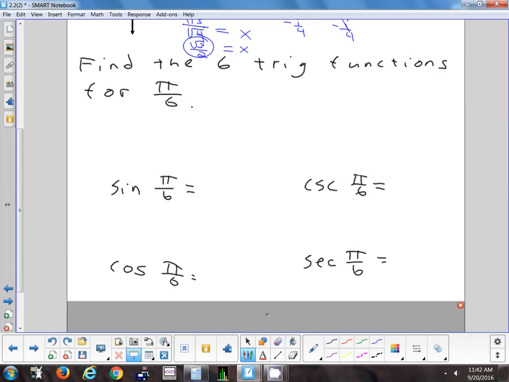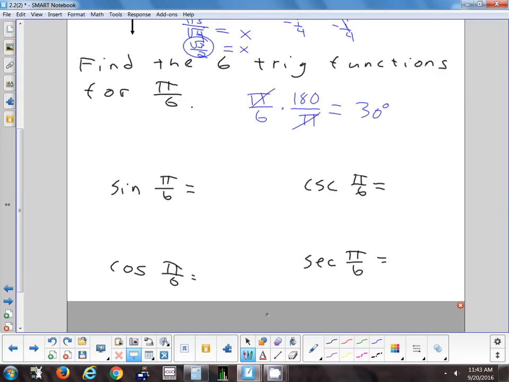Rebecca, as you take a look at that, what do you think the first thing is you might want to do? Change to degrees. Yeah, I would change to degrees. And how do you do that? Multiply by 180 over pi. All right, so Katie, what's the angle that I'm working with here in degrees? 30. Okay, all I'm really asking you for is the 6 trig functions of 30 degrees.